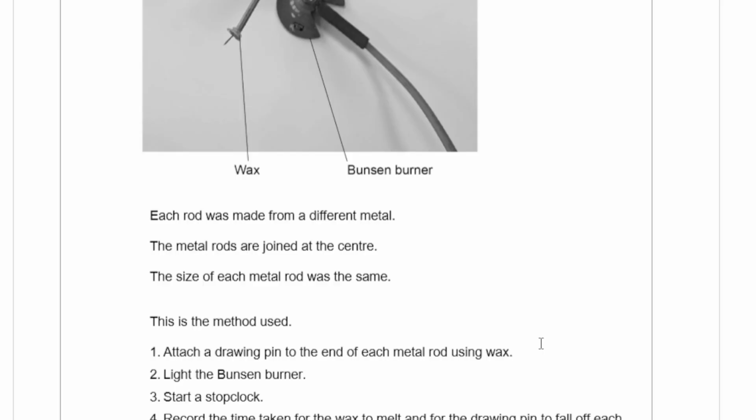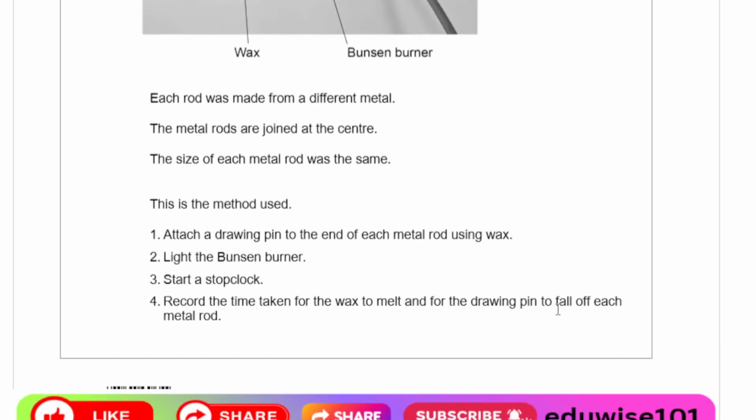The metal rods are joined at the center. The size of each metal rod was the same. This is the method used. Attach a drawing pin to the end of each metal using wax. Light the Bunsen burner. Start a stop clock. Record the time taken for the wax to melt and for the drawing pin to fall off each metal rod.